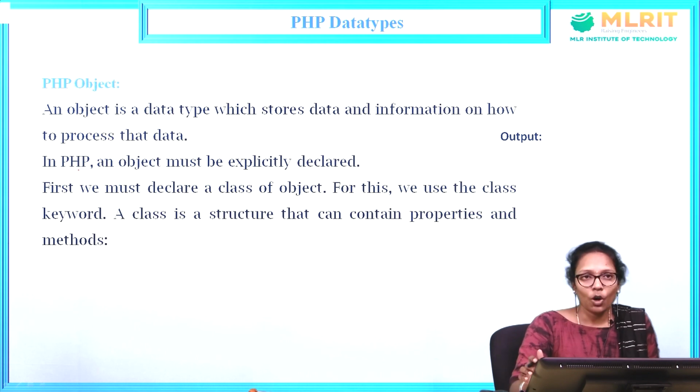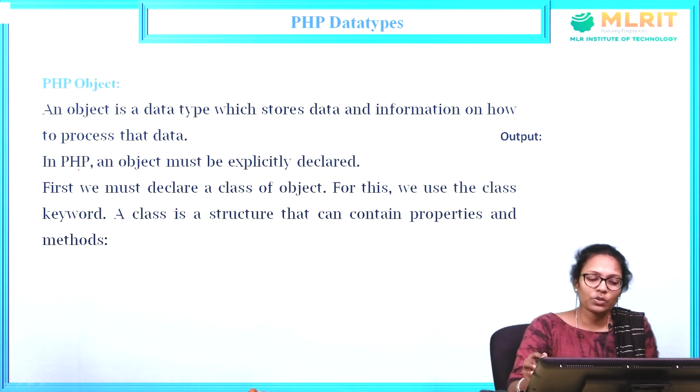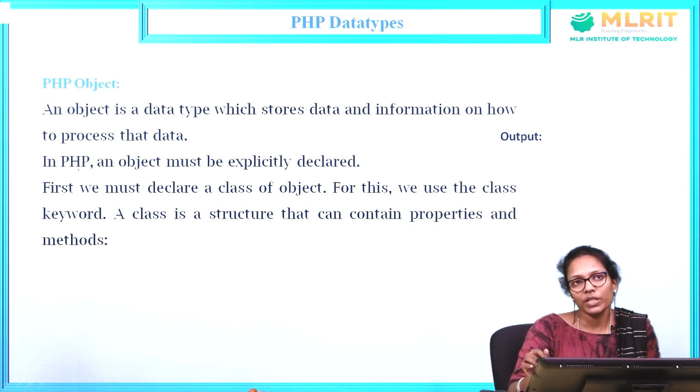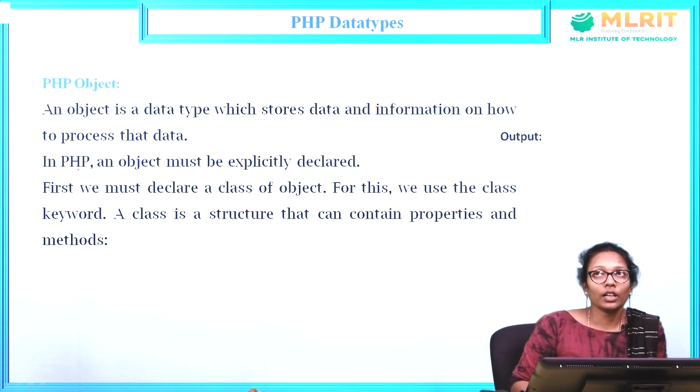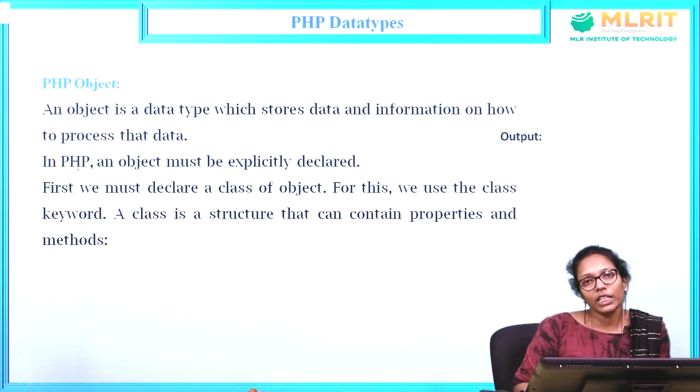And next is object. So we know in Java, for a class, we will create the object. So here also we have classes and objects in PHP. We can create a class and for that class, we can create an object. But not like variables. Variables you don't need to declare, but in PHP an object has to be declared.